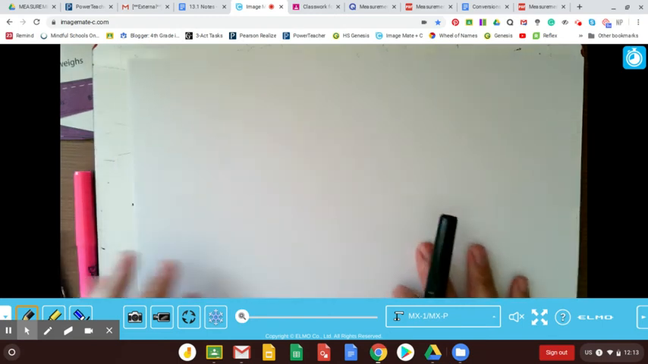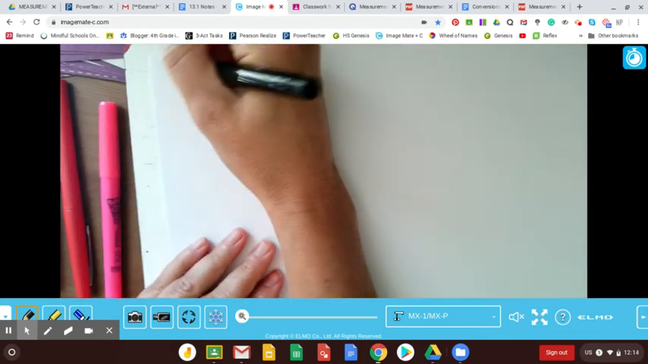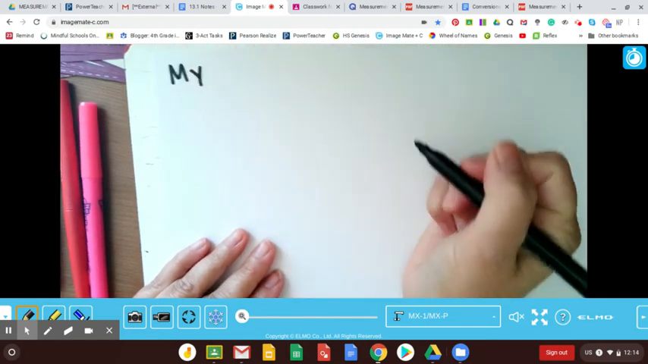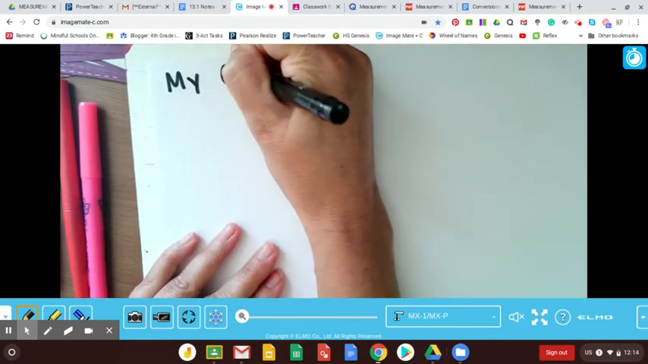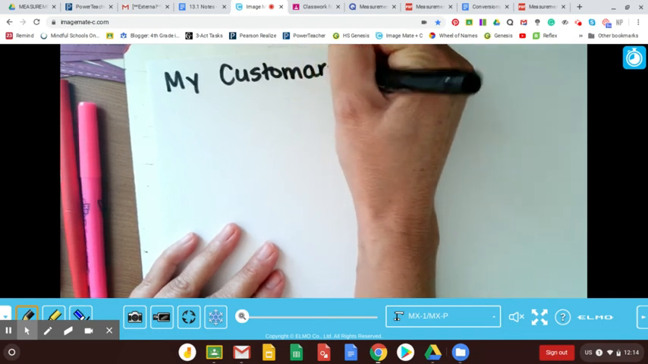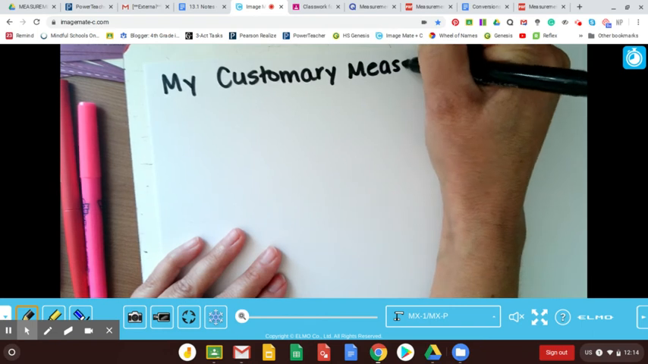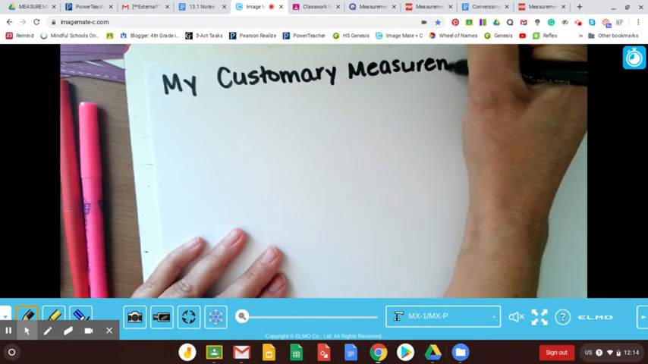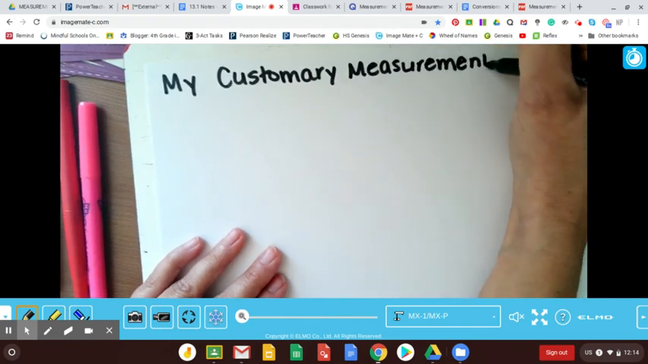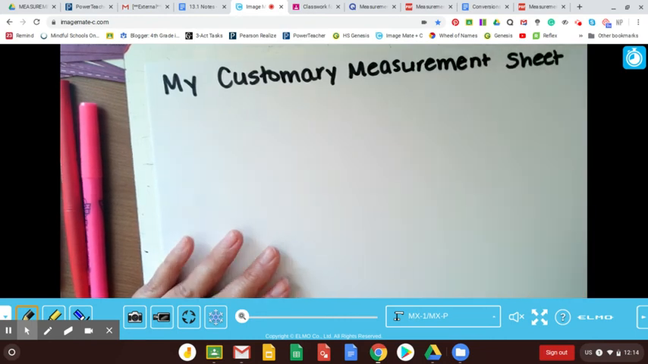All right, so I need to kind of turn my paper a little bit so I can write sideways. Okay, so you might want to title it, My Customary Measurement Sheet.